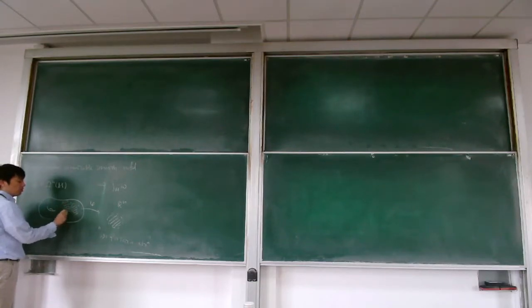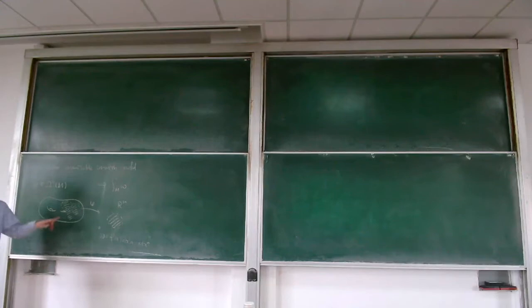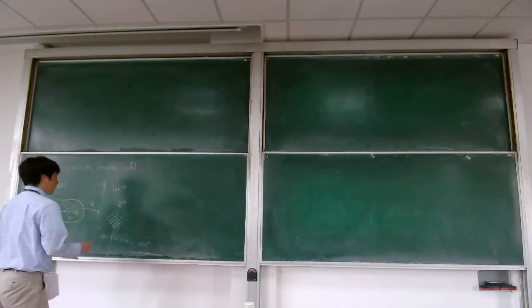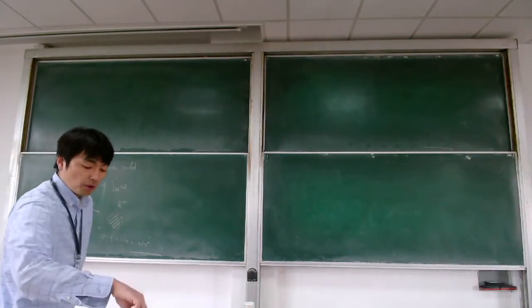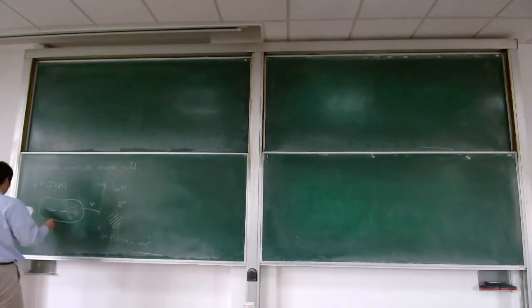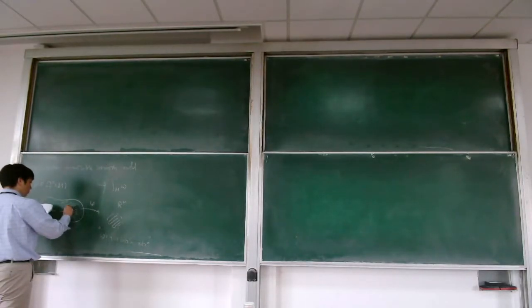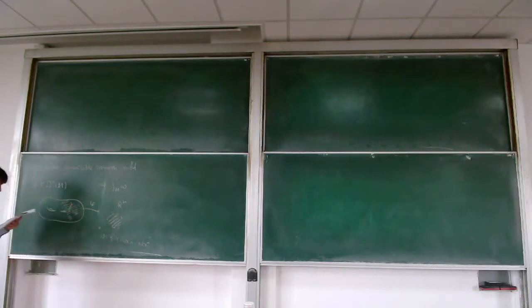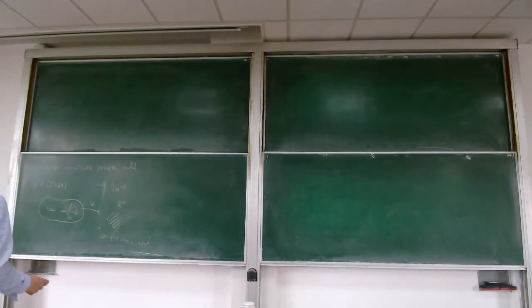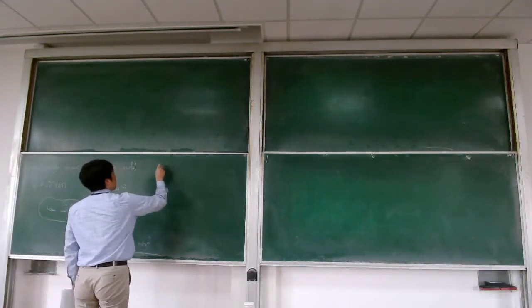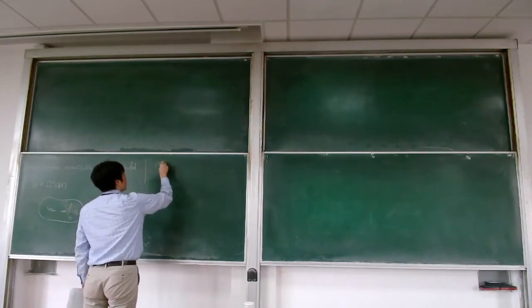So on each open patch, we can use local coordinates for integration. But the question is how we do the integration for the whole manifold. To do that, again, the intersection is very important. So the intersection is important, and we introduce the so-called partition of unity.